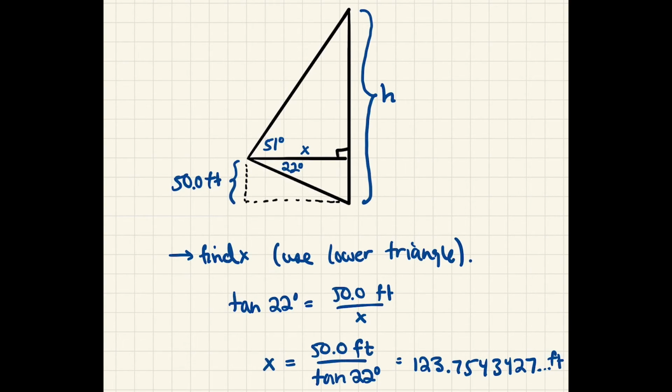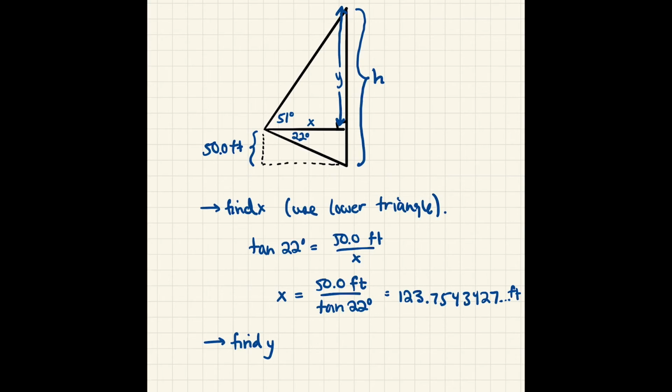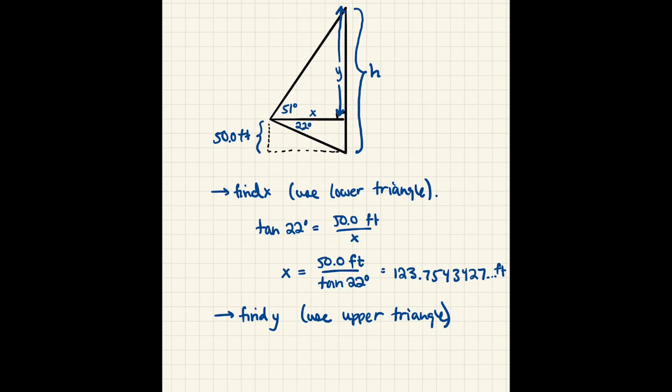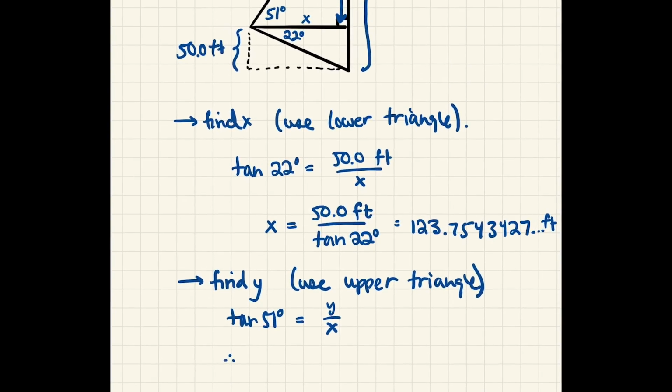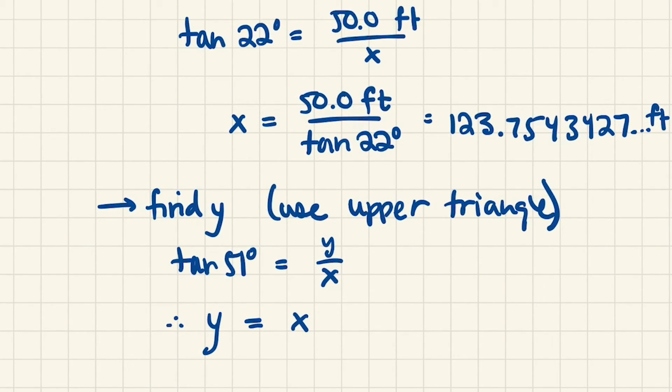All right. Now we have our x. We can consult the upper triangle to find this length right here. Why don't we call that y? So we're going to find y, and we're going to use the upper triangle. We know that tangent of 51 degrees is y over x. So solving for y would just mean moving x to the other side. So we have y is equal to x times tangent of 51 degrees.